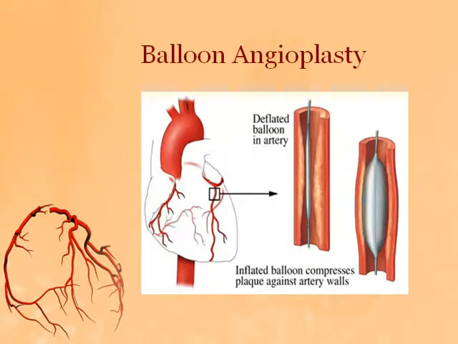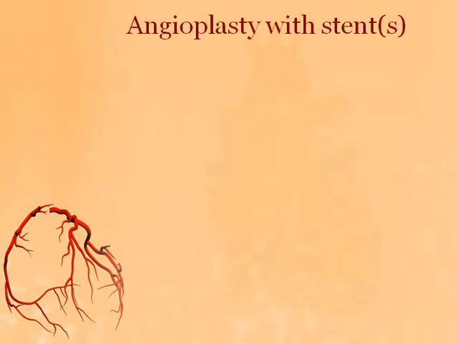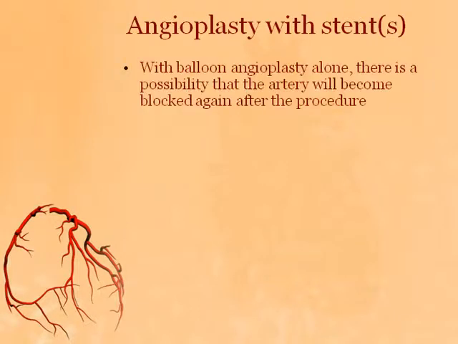Here's an image demonstrating the procedure. You see the deflated balloon in the artery and plaque surrounding it. Then the balloon is inflated, which compresses the plaque and opens up the artery again, so the blood flow can be restored. Now there is another procedure that you will need to be aware of, and this is angioplasty with stent placement. With balloon angioplasty alone, there is a possibility that the artery will become blocked again after the procedure.